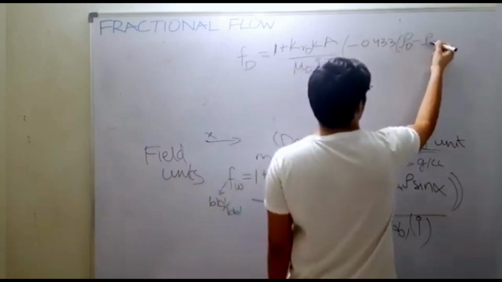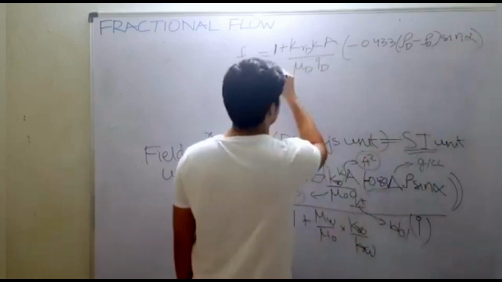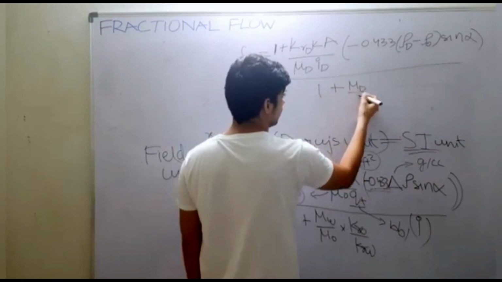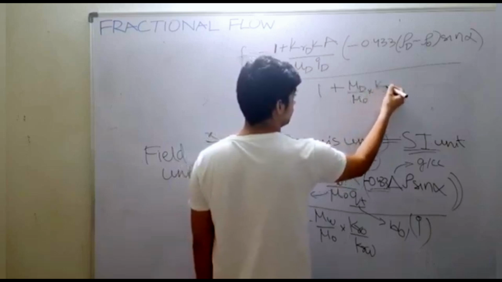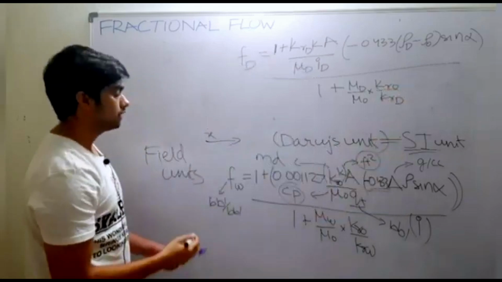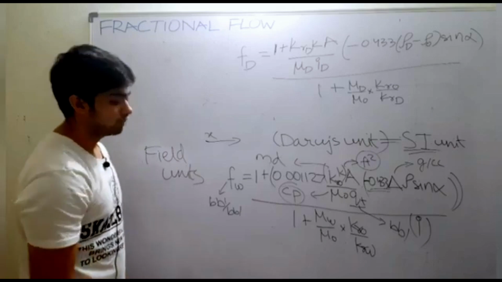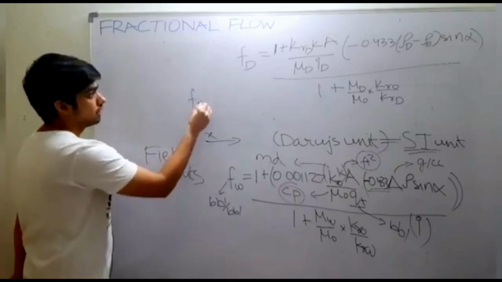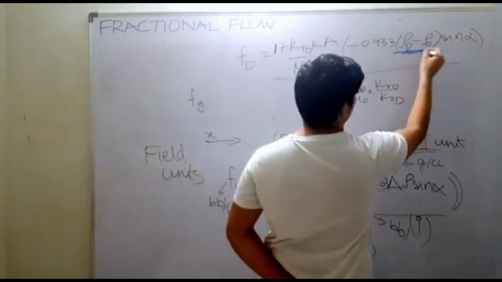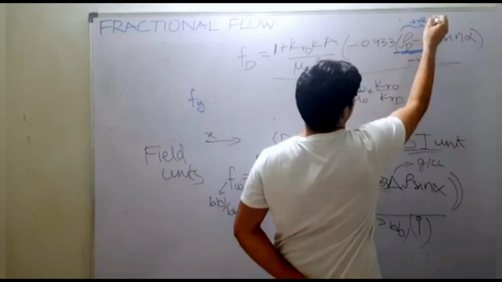rho D minus rho oil into sin alpha, divided by 1 plus mu D divided by mu O into KRO divided by KRD. So D is any displacing fluid, and this is the generalized equation. Now what will happen in case of gas? In case of gas, this term will become negative, but in case of water, this difference will remain positive.